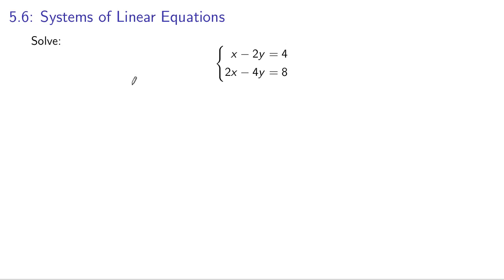Let's solve this system of linear equations. We'll do this one with substitution. So let's solve for x. X is 4 plus 2y. Put that in where we see x.